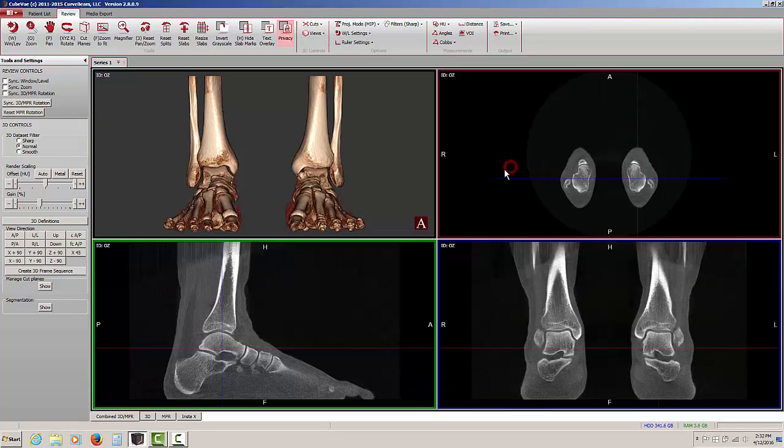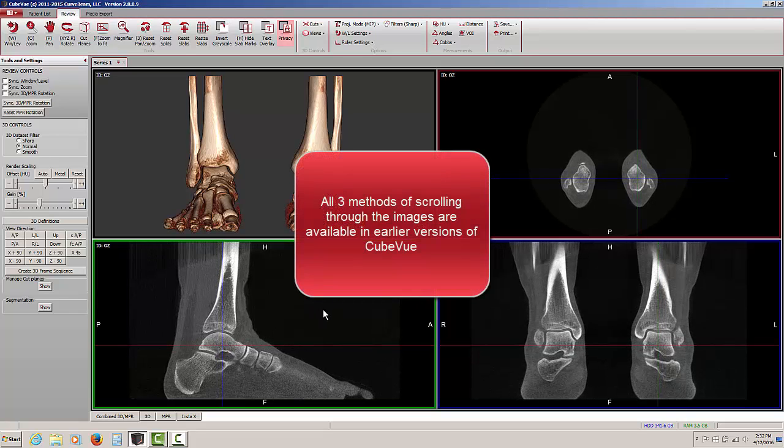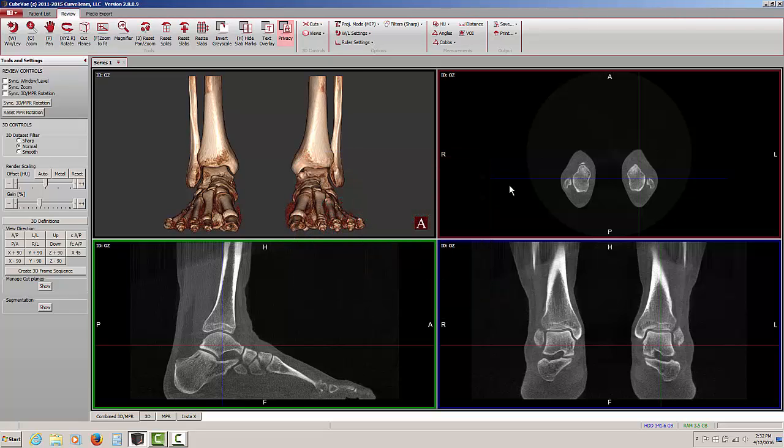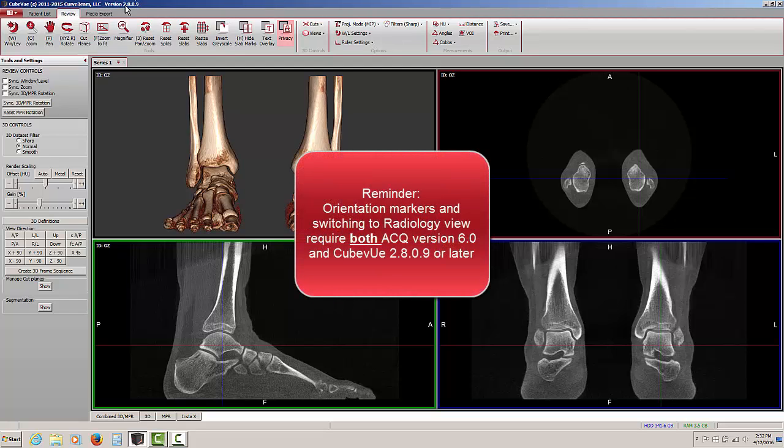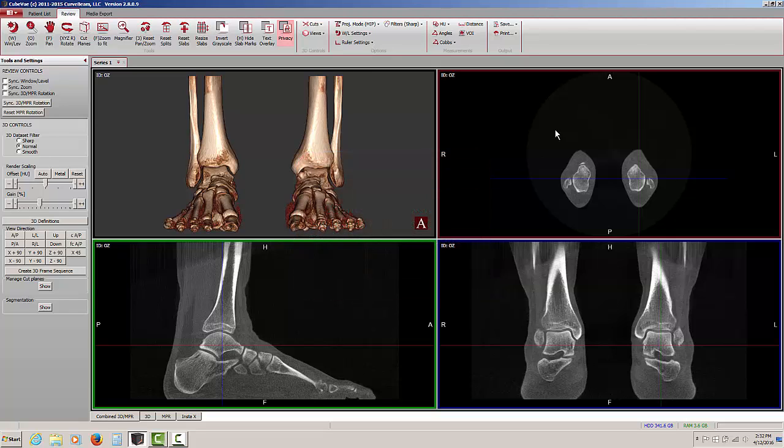The methods of scrolling through the volume that we have seen, grabbing the cursor lines and moving them, scrolling with the wheel of the mouse, or scrolling with the wheel of the mouse by pressing the shift key, are available in the earlier versions of CubeVue. The one difference between the earlier versions and the current version, which is 2809 at the time of this recording, is the fact that later versions of ACQ, or acquisition software, and CubeVue will also give you the orientation markers and the ability to switch between radiologic view and patient-centric view.